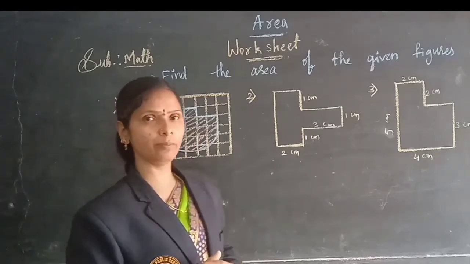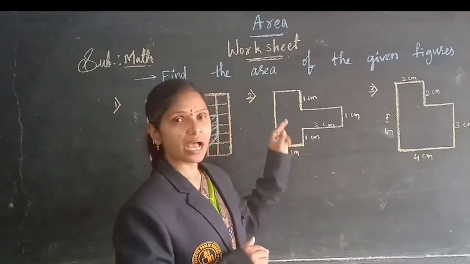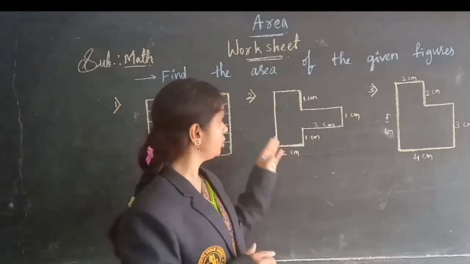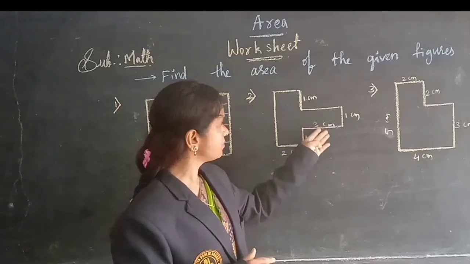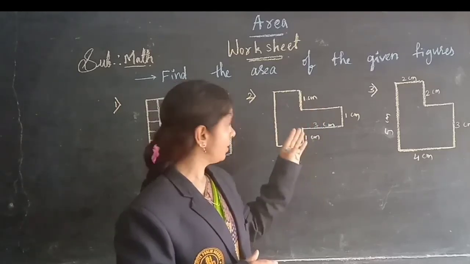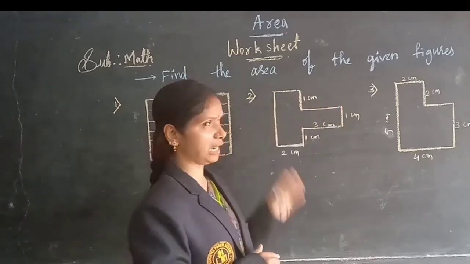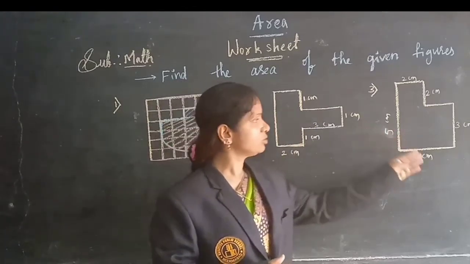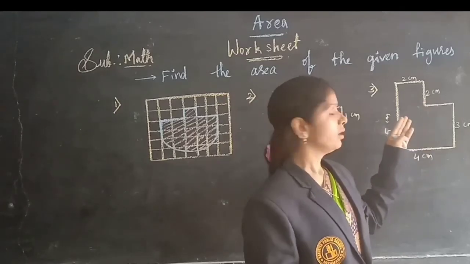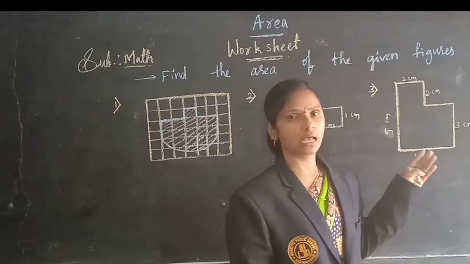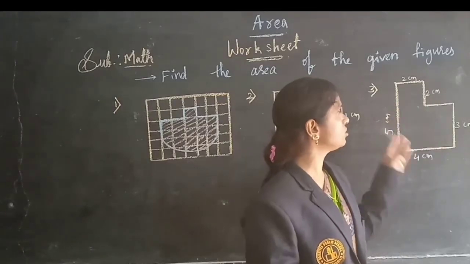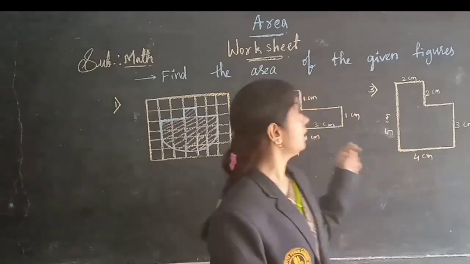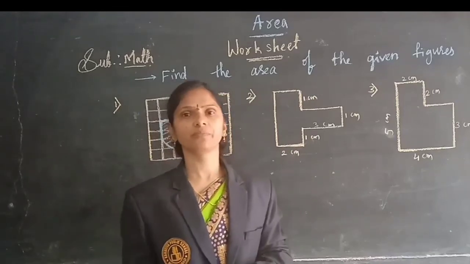Coming to the second figure, I gave a combination of two parts. Observe carefully, and some side lengths I didn't give, children. By observing the remaining side lengths you can find them, and write the area of the given shape. Coming to the third, I also gave a combination of squares and rectangles, and the side lengths are given here. Observe carefully and try, children, to find the area of these three figures. Thank you.